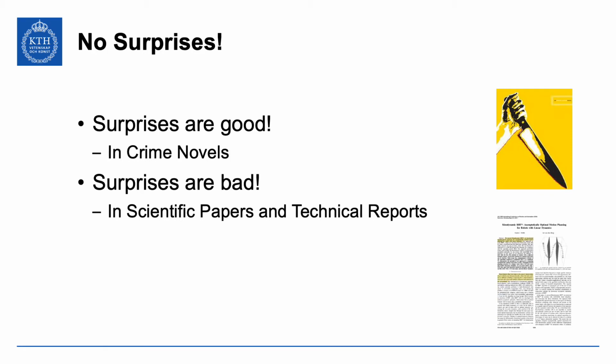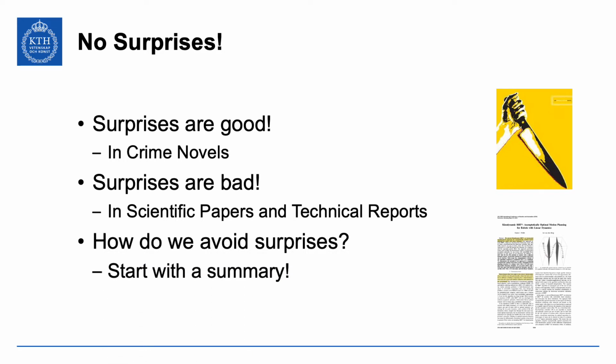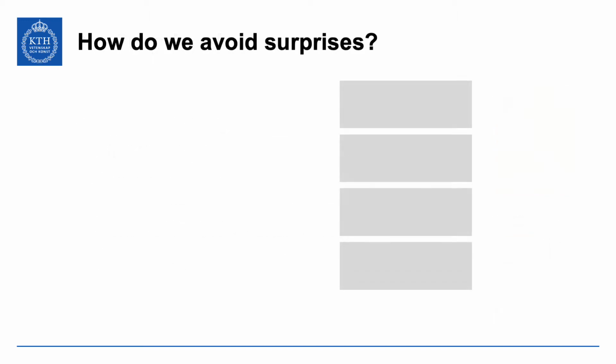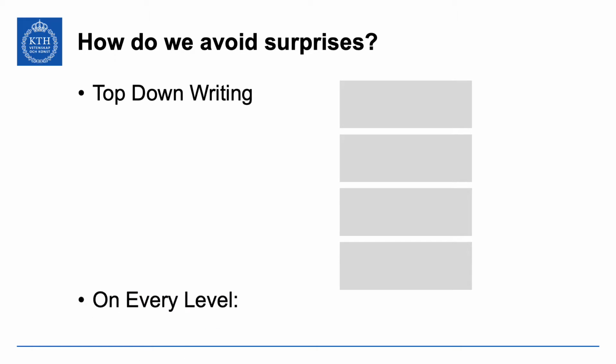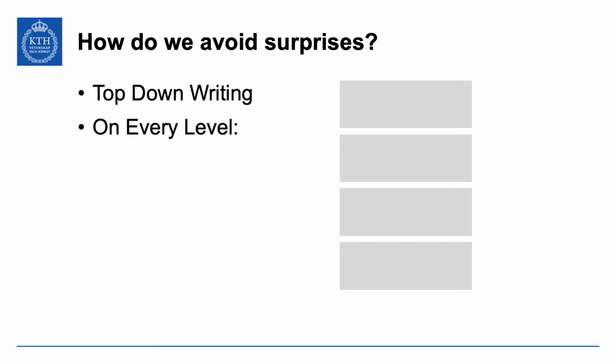Because then you want the reader to understand something, and to understand something in a good way, you first want to paint the overall picture and then add details and in-depth understanding. So how do we avoid surprises? Well, the key thing is to start with a summary and then go into details. So this is about top-down writing, starting with a summary. This is the key idea.